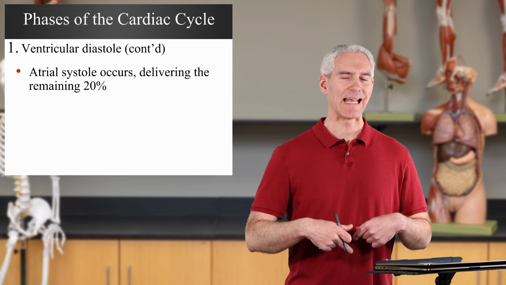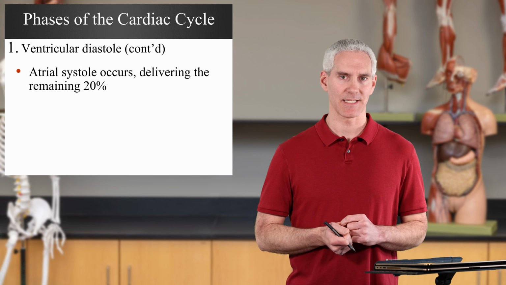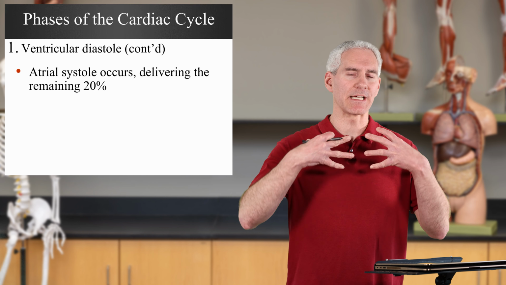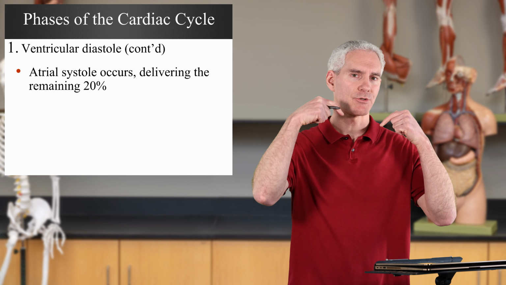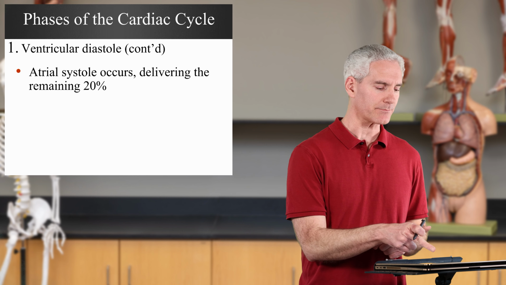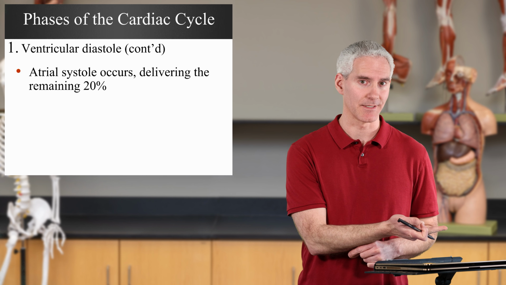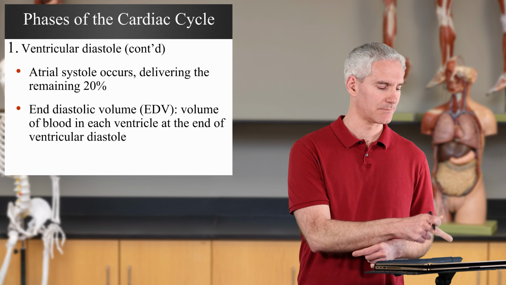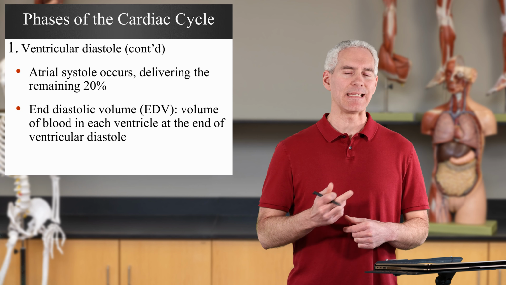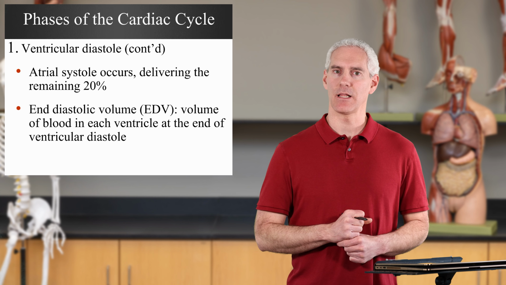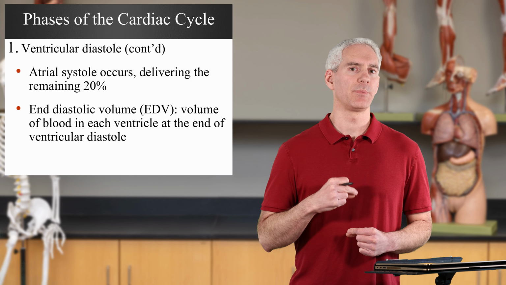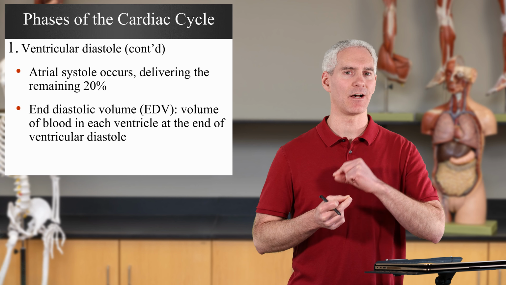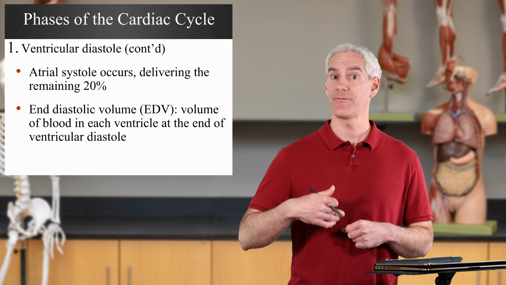But then towards the end of that ventricular diastole, you've got to make sure you get all that blood down. So about 20% of the blood is actually actively pumped from the atria down to the ventricles. That would be atrial systole, occurring at the end of ventricular diastole. And that's where we bring up EDV, end diastolic volume. This is the amount of blood in the ventricle just at the very end of ventricular diastole, just before it starts to contract.